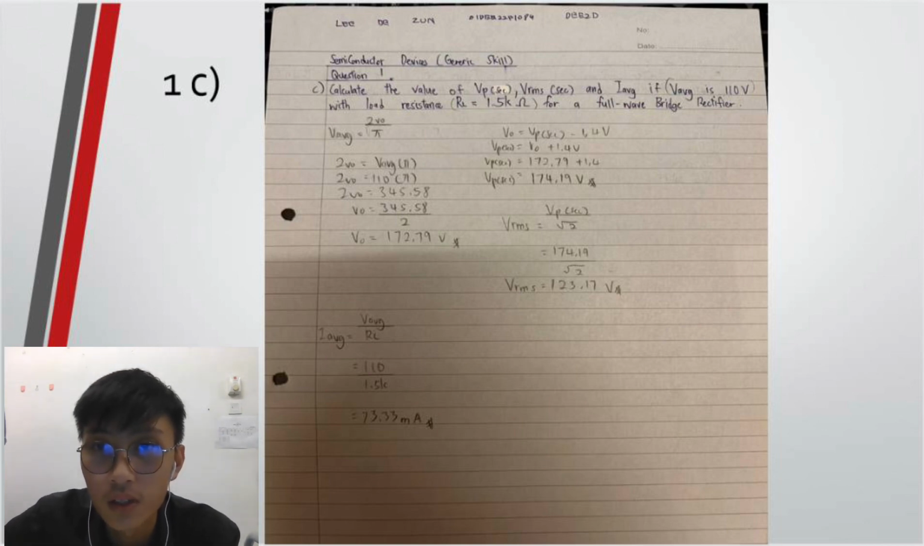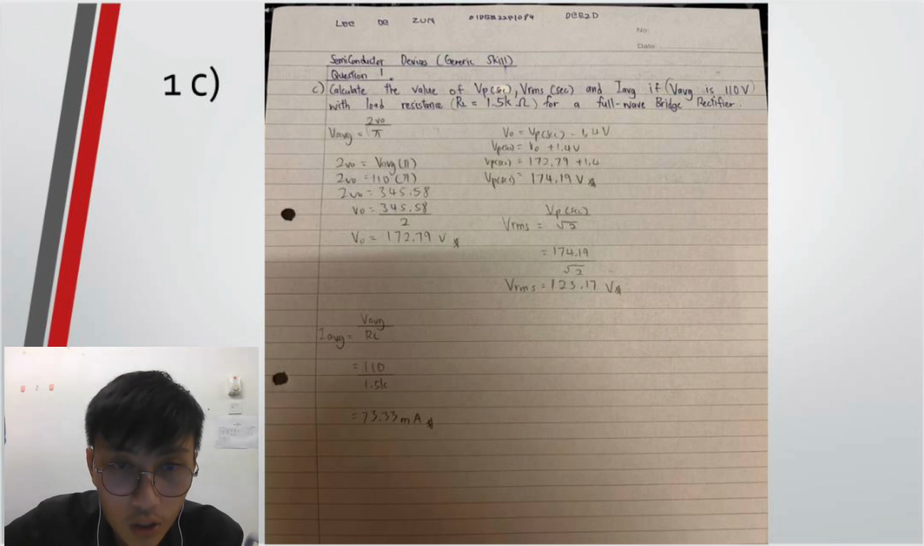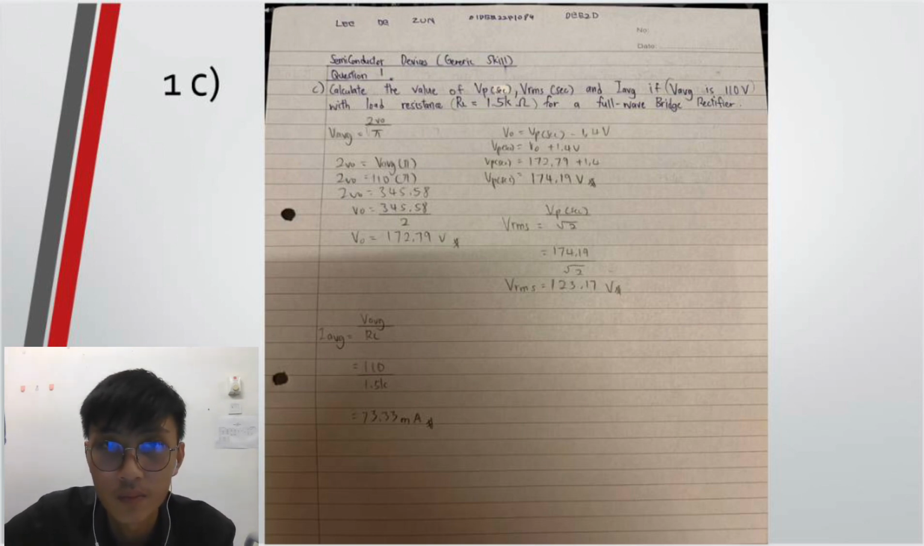And now we want to find the I average, with the formula I average is equal to V average per RL. It is 110 per 1.5 kilo, and we will get the answer 73.33 milliampere.